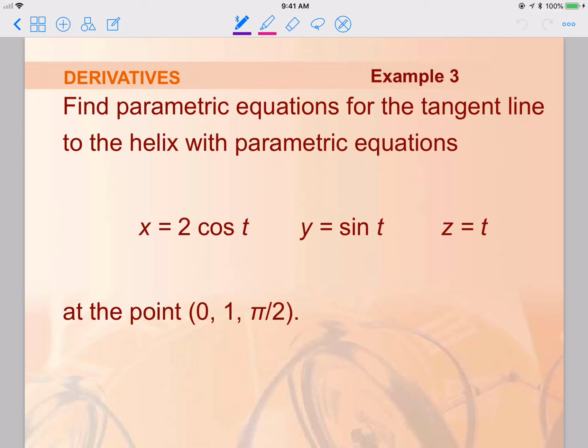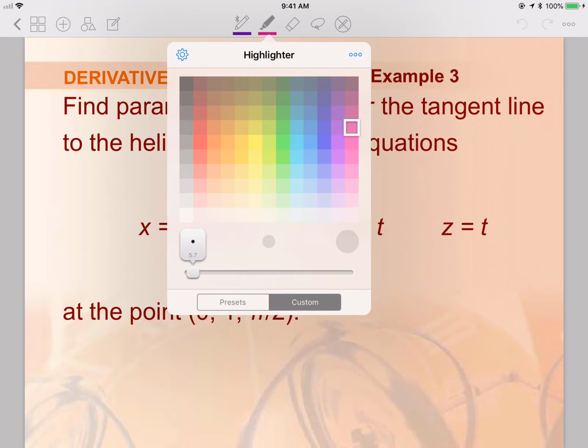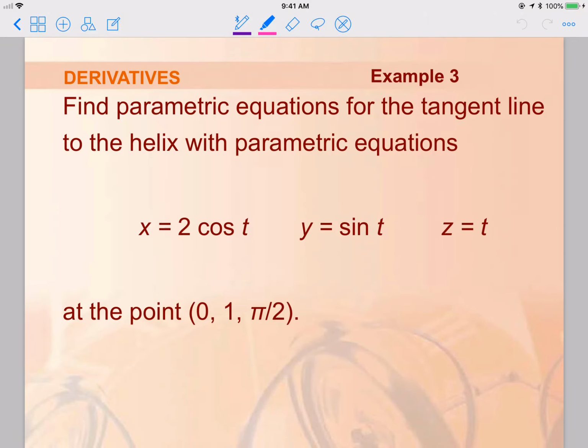Now, let's do this example here. Find parametric equations for the tangent line. Anytime you see tangent line, you should think derivative. What gives us tangents? Derivative functions. Okay, so find parametric equations for the tangent line to the helix with parametric equations x equals 2 cosine t, y equals sine t, and z equals t at the point 0, 1, 1/2.